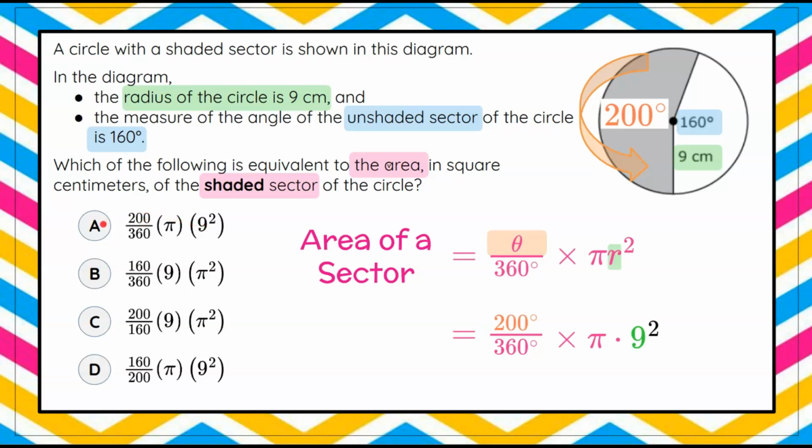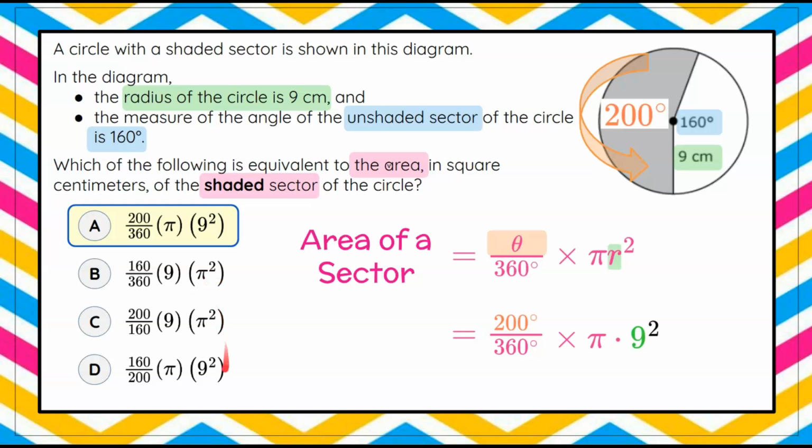So let's look at A. 200 divided by 360. That's what we have. And then they multiply by pi, so did we, and multiply by 9 squared, so did we. So the answer choice is A, our first one we looked at. But notice that we did our work, so we have confidence that that's what that is.